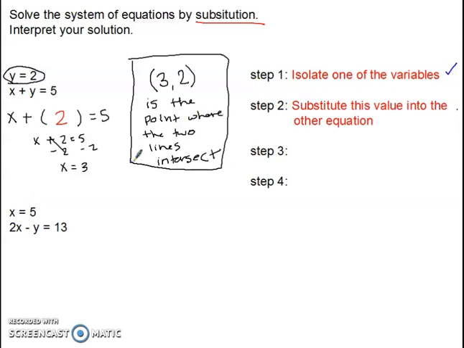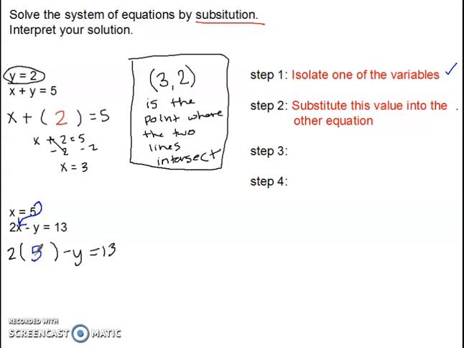So step 1 is done. Step 2, I'm going to substitute this value into the other equation. So again, x is like my $1, 5 is like my 4 quarters. I'm going to go ahead and put in that 5 for x. Be very careful that this is multiplication. 2 times x minus y is equal to 13. Instead of x, I'm going to replace my 5 for that x. And now I can solve this equation.